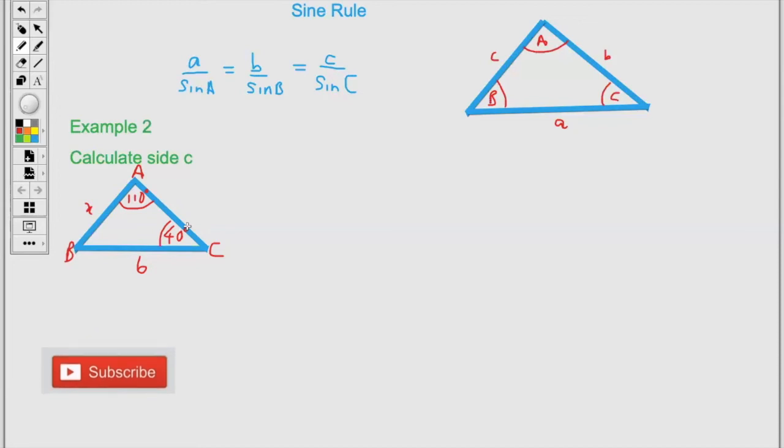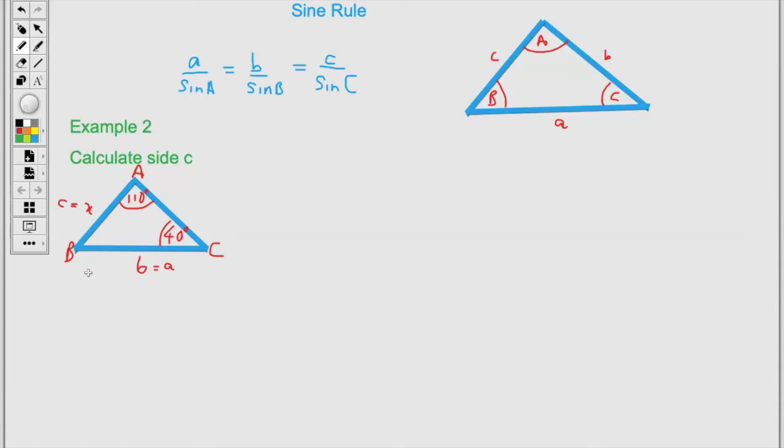Now in this example, we have two angles and one side and we're finding another side. As stated before, we have angle A. The side that is facing this angle 110 is called side a. We also have angle C, which is the 40 degrees. The side that is facing this angle is called side c. So labeling these, I will have 6 to represent side a, and the unknown that we're finding is side c.